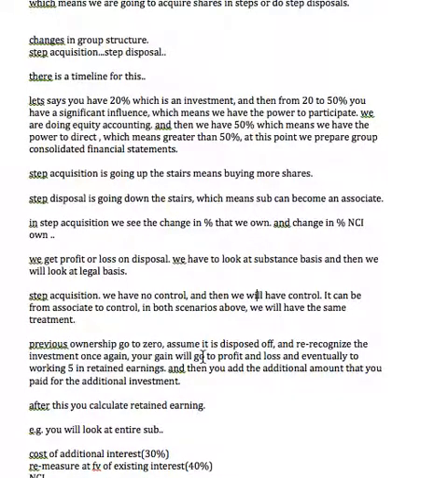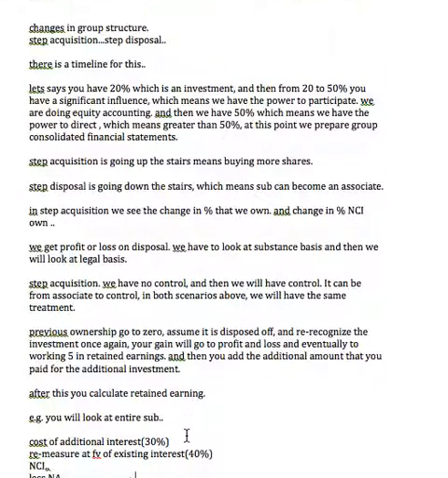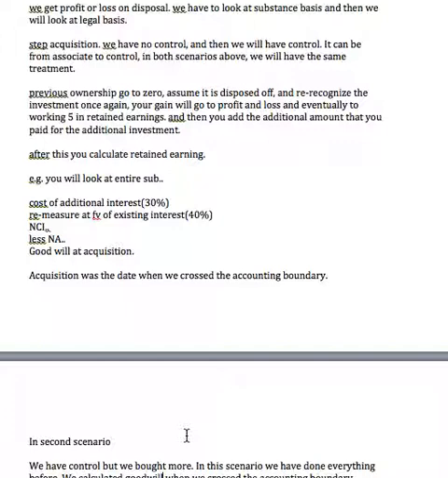Previous ownership goes to zero, and we assume it is disposed of, and re-recognize that investment once again at its fair value. This again goes to profit and loss, and eventually to working 5 in retained earnings, and then you can add the additional amount that you paid for the additional investment. After this, you calculate retained earnings. For example, you look at the entire subsidiary, and then you calculate the cost of additional interest, remeasure at fair value the existing interest, add NCI, less net assets, and you will get goodwill at acquisition. Acquisition was the date when we crossed the accounting boundary.